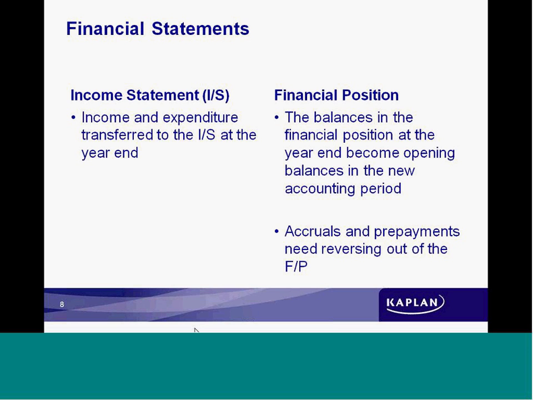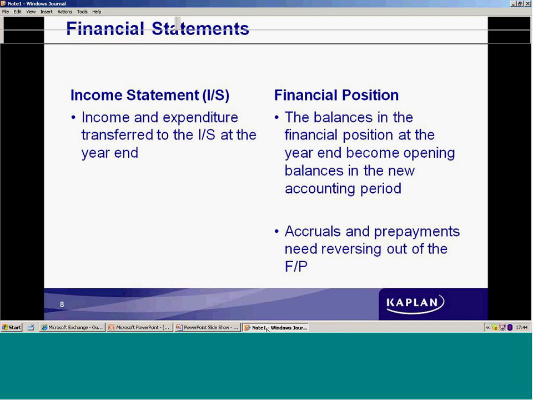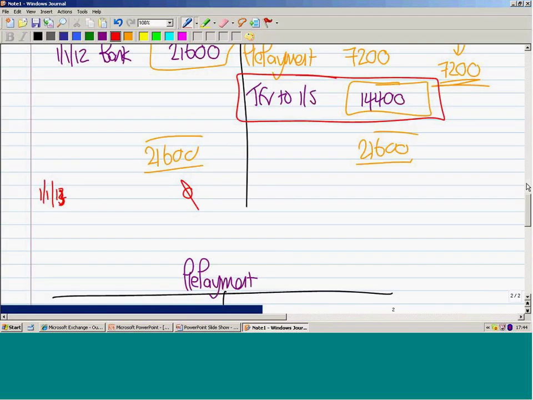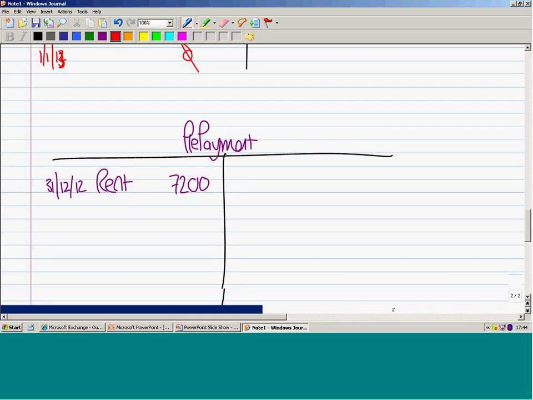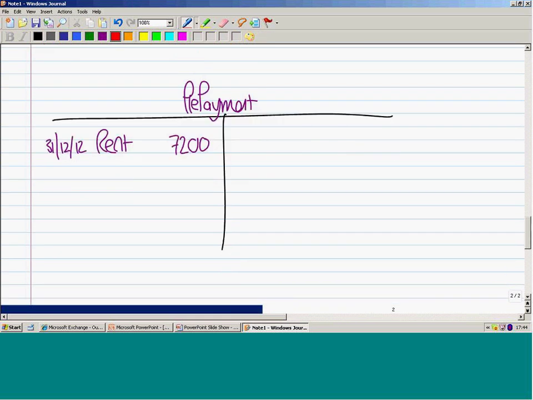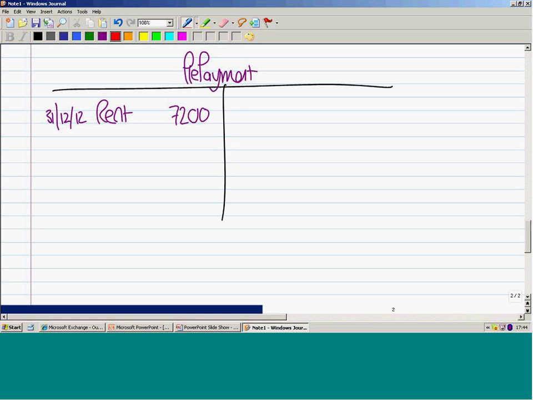Okay, example then. I want to go back and take the example I've got here. So we've got the rent last year. We prepaid for 18 months, which is the 7,200. Let's say we're in the new financial year. So we're in 2013. Wow, we're going past these financial years quickly.